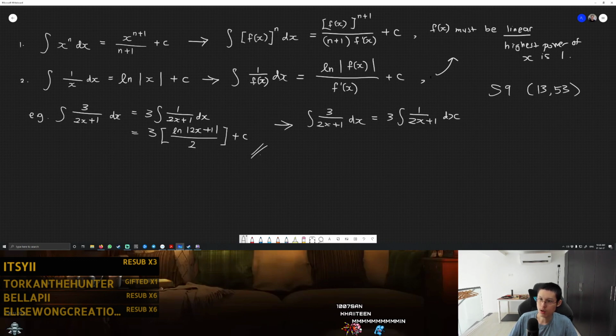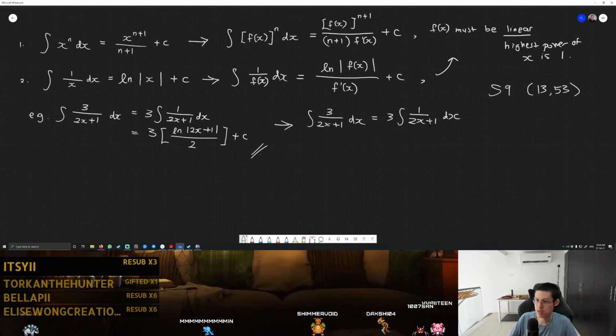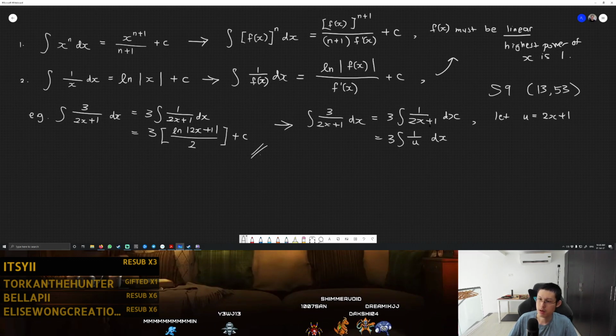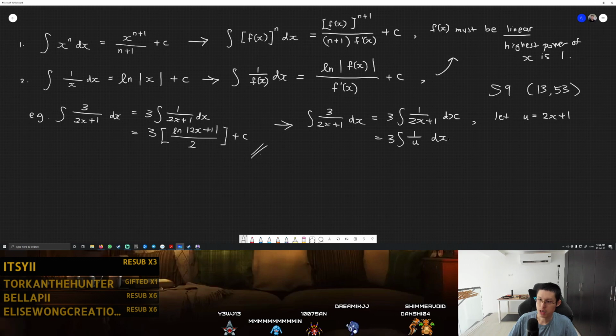Since the only thing that we know how to integrate is 1 over x, but this doesn't look like 1 over x, what we can do is substitute 2x plus 1 with a different unknown, so it looks like 1 over x. So we could say let u equal 2x plus 1. That's going to give us 3 integral 1 over u. But now the problem is we are integrating with respect to x, but there are no x terms in here because they're all replaced with u. So we have to change this to du instead of dx.